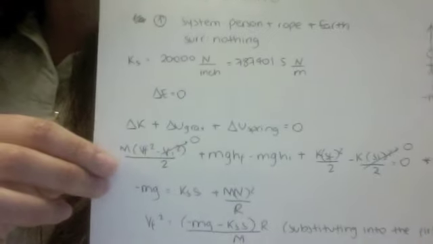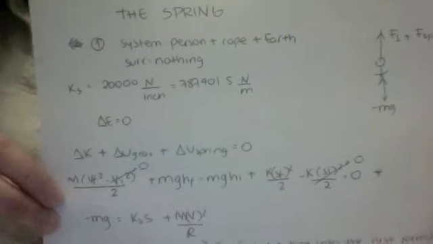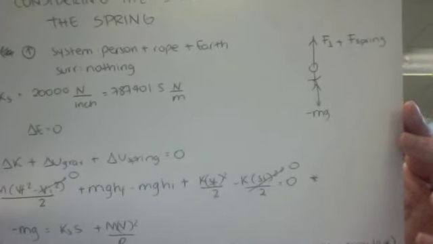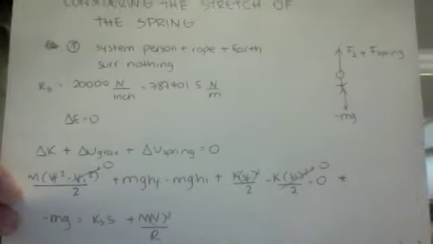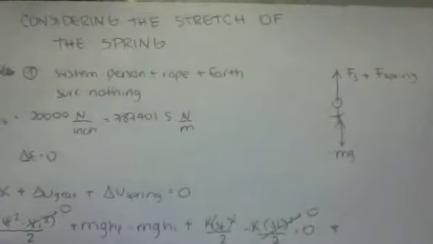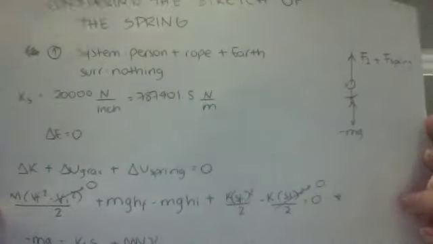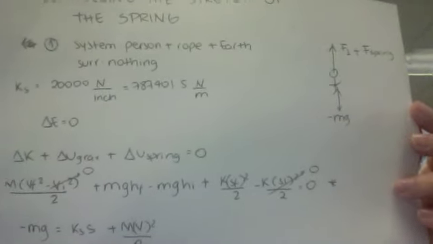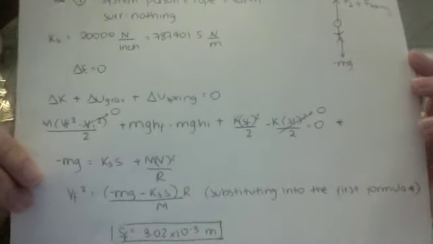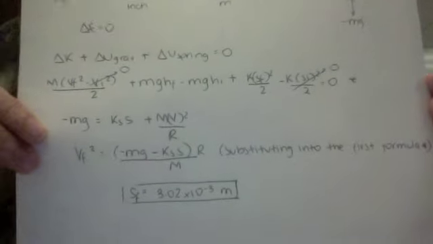For the second part, we had to assume that the rope did stretch a little bit at the bottom of the swing. So again, I assumed that the system was the person, the rope, and the earth, and that the surroundings do no work. I looked up some constant for the stretch, some k for the rope, which is really high since it's a rock climbing rope. And then I used the energy principle, but this time I included the spring potential energy.